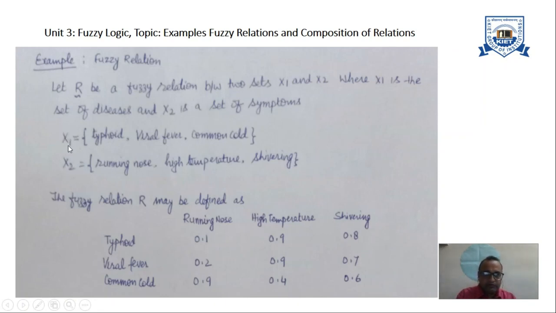So see here, we are making two different universes of discourse. One is x1, another is x2. There are two different universes of discourse, right? One is related to diseases and another is related to symptoms. So in x1 there are three diseases. One is typhoid, another is viral fever, and the third one is the common cold. And the other fuzzy set is the set of symptoms. Here we have three different symptoms, that is running nose, high temperature, and shivering.